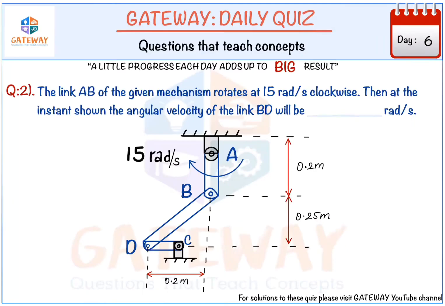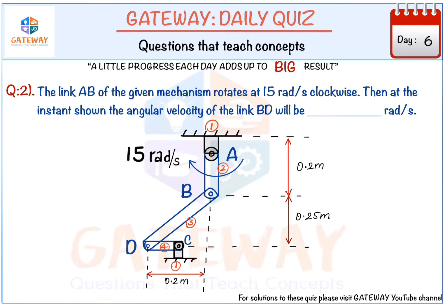Next question. The link AB of the given mechanism rotates at 15 radian per second clockwise. Then at the instant shown, what will be the angular velocity of the link BD? Here we can simply apply the instantaneous center method. First, we'll mark the links with a red pen. Link 1 is fixed, this is our link 2, this is link 3, and let this be link 4.